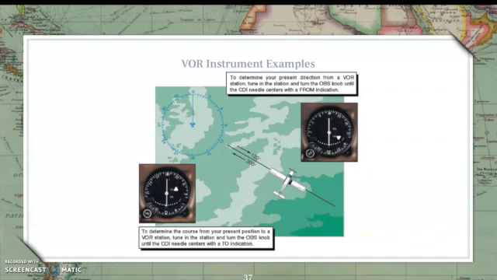Okay, so this is another VOR instrument example. Okay, so to determine the present direction from a VOR station, we have to tune into the station with the OBS knob until the CDI needle indicates or centers with a from direction. So we're rotating that knob until we have a centered from direction. And then to determine the course from your present position to a VOR station, we can turn that knob until we center with a to indication.